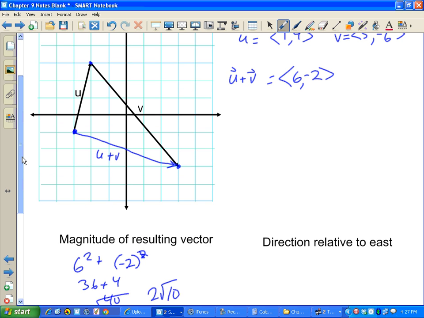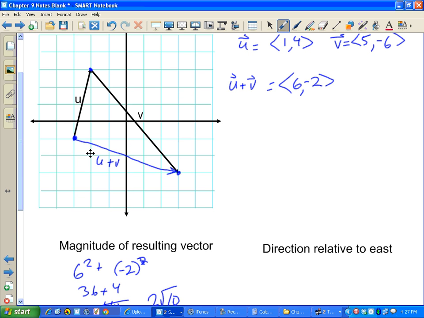Direction relative to east. Now this is where we can have different directions. Relative to east, since east is this direction, I want this angle here. So I'm going to make my right triangle a little different color here. Here's the right triangle I'm dealing with. I want to know this angle because I want to know relative to heading east, which way am I headed? Well, this is 2, and this is 6.